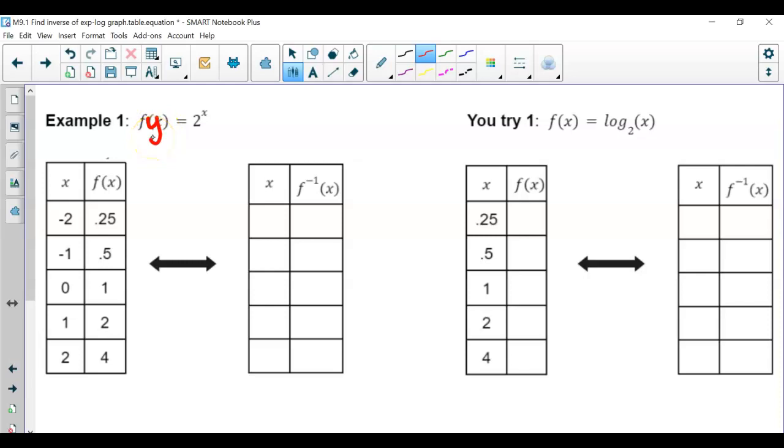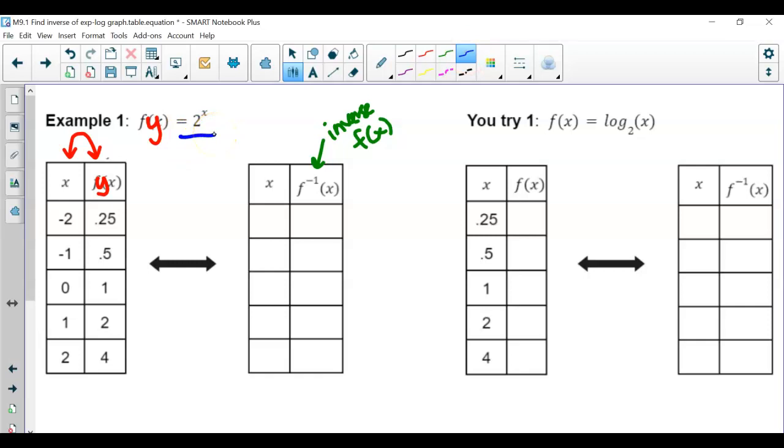So here, to get the inverse of a table, all you're doing is switching the x and the y values to get the inverse. Now, this notation that you see with the -1 exponent is our notation for the inverse of f of x. When you see f to the -1 here, this represents the inverse. So if I wanted to know the inverse of this table, which is represented by our function 2 to the x.